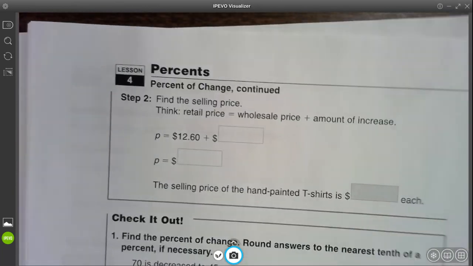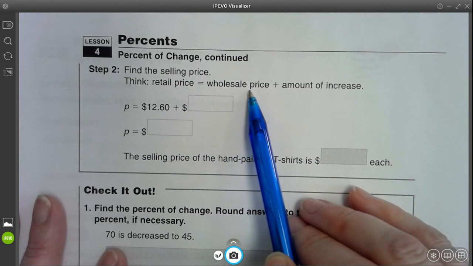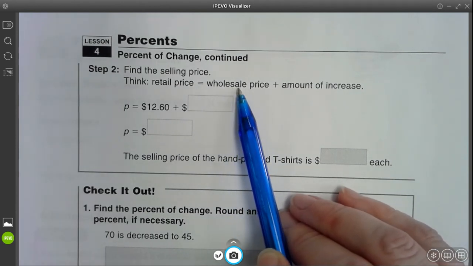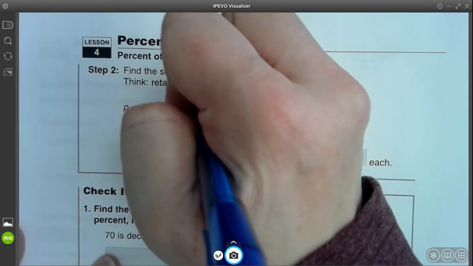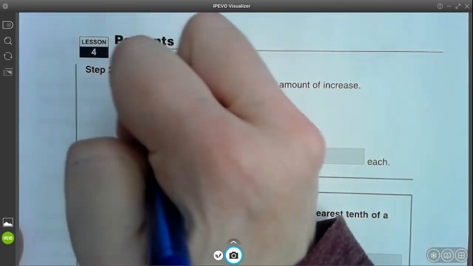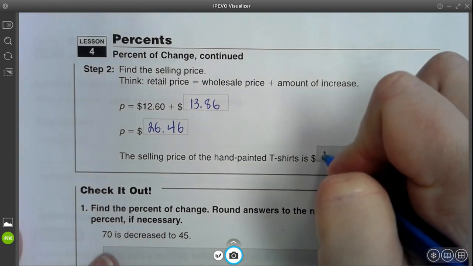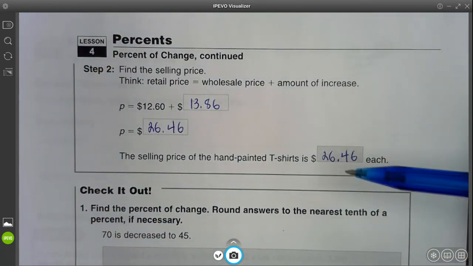So to figure out the final selling price, we're going to take the $12.60, which is the wholesale price. The wholesale price is how much we bought that shirt for before we turned around and sold it, for the increase of $13.86. So if I add those together, we're going to be selling this shirt for $26.46. Okay, and that's going to be 110% profit.